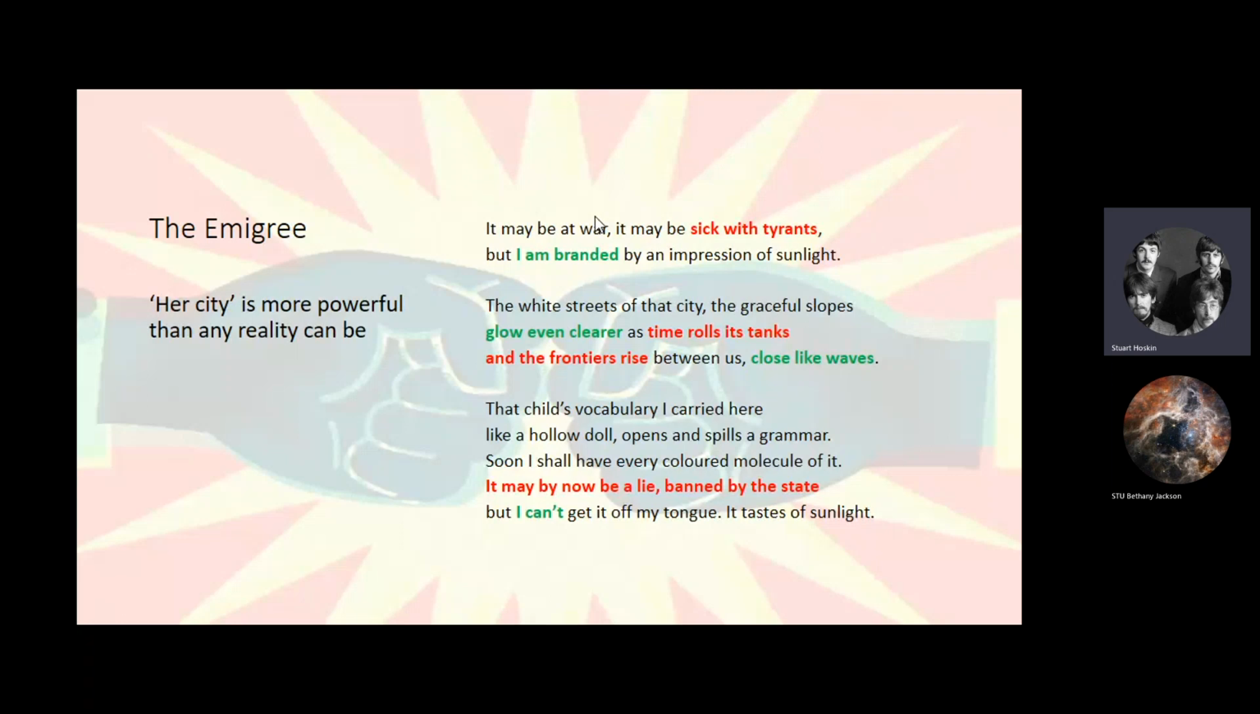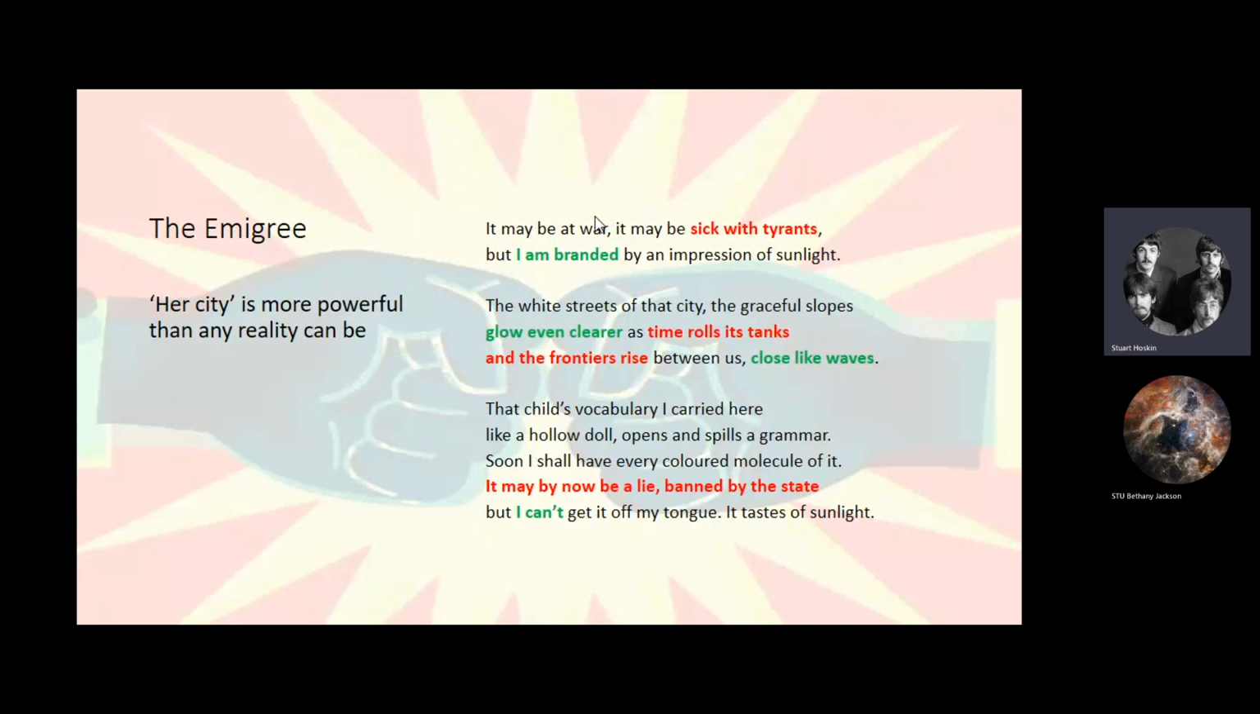And then she goes to this idea, whether it's close like waves or close like waves, I think you can take either. But think about waves. What do waves do? Yeah, they go in, but they come back out again. So if frontiers close like waves, that's what they do. If you're taking it that all of this glows even clearer and close like waves, again, you could talk about the natural thing washing over it. But what it is like over here, it's something that's unstoppable. Her view, the glowing of it, is unstoppable.